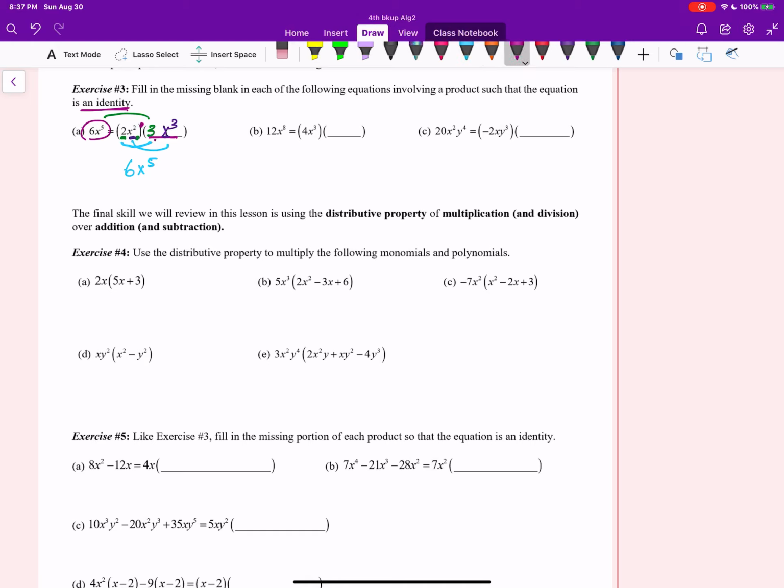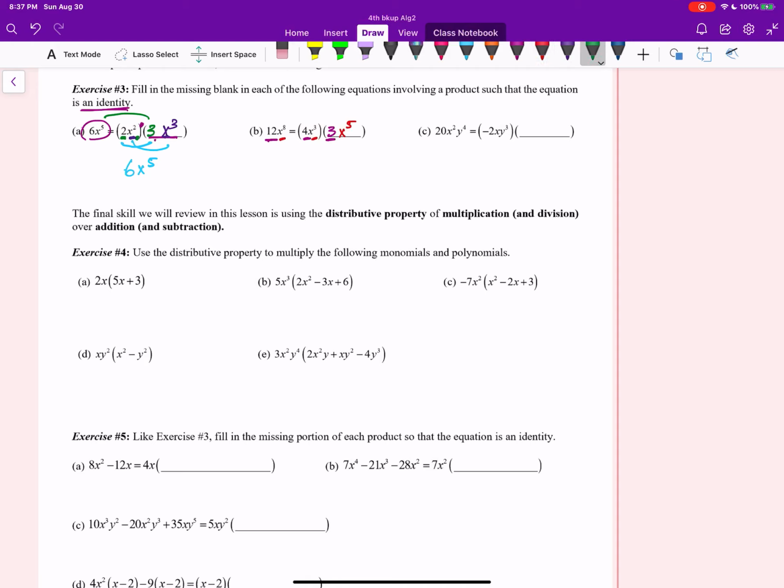B, start on the right-hand side. 4 times what gives us 12? 4 times 3 gives us 12. And then x to the third times what will give us x to the eighth? x to the third times x to the fifth. So 3x to the fifth belongs on that blank.